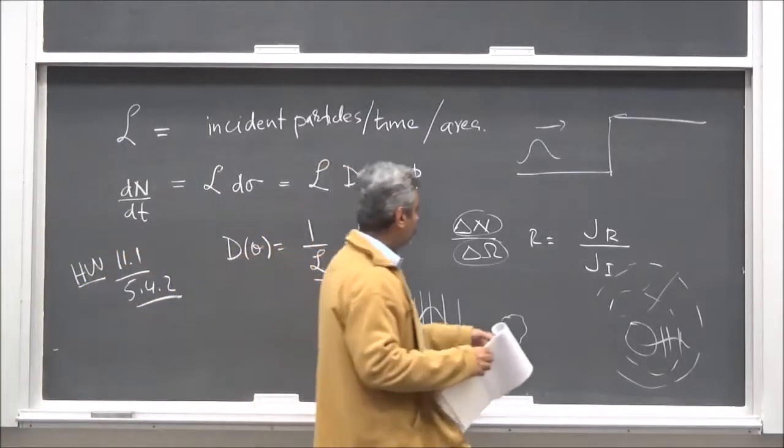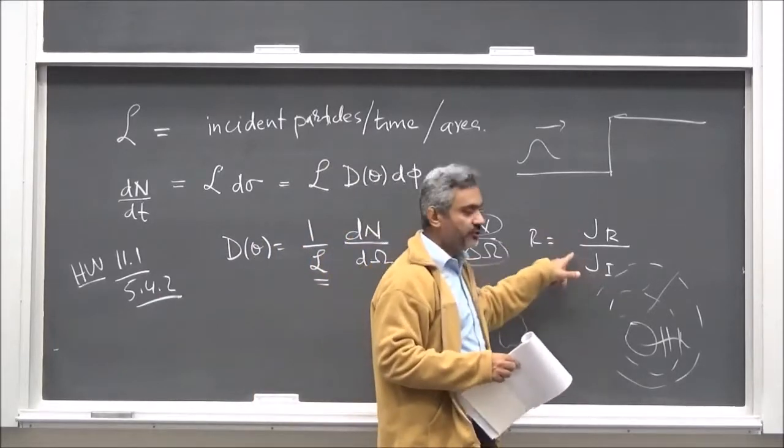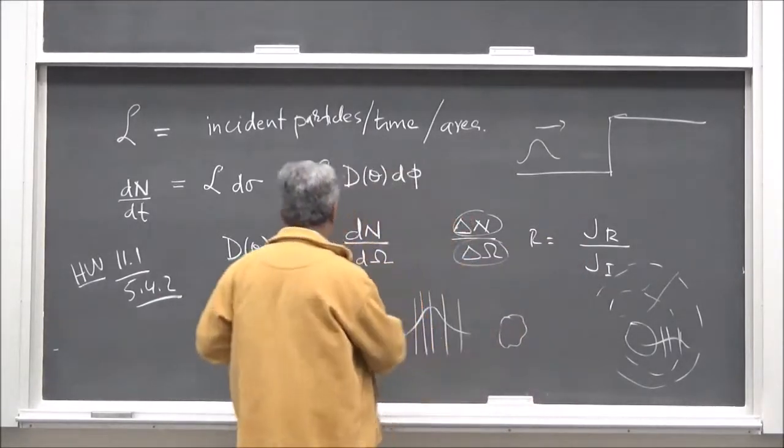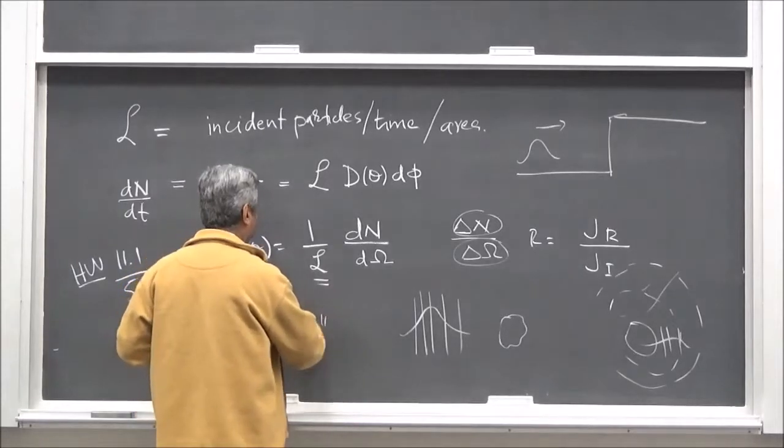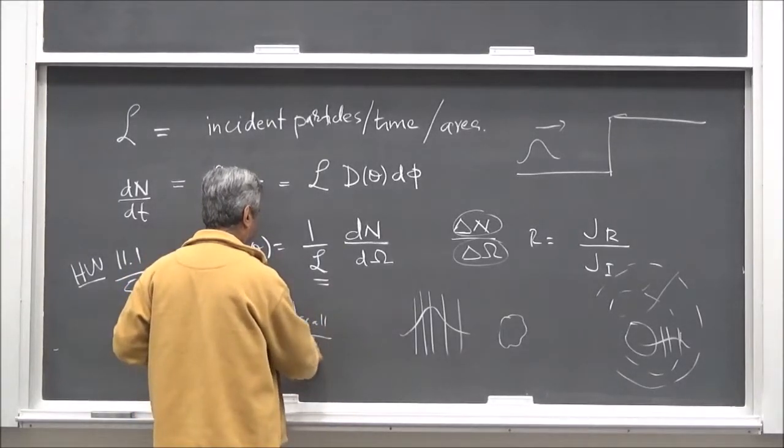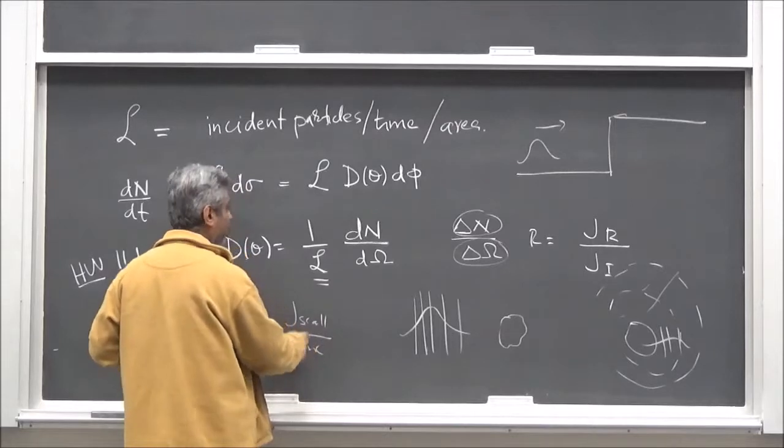On these planes nothing changes, probabilities don't change, so you have plane waves. And so again, what we'll do is go to this picture. What we'll calculate is J scattered over J incident. In this case, it will be slightly different.